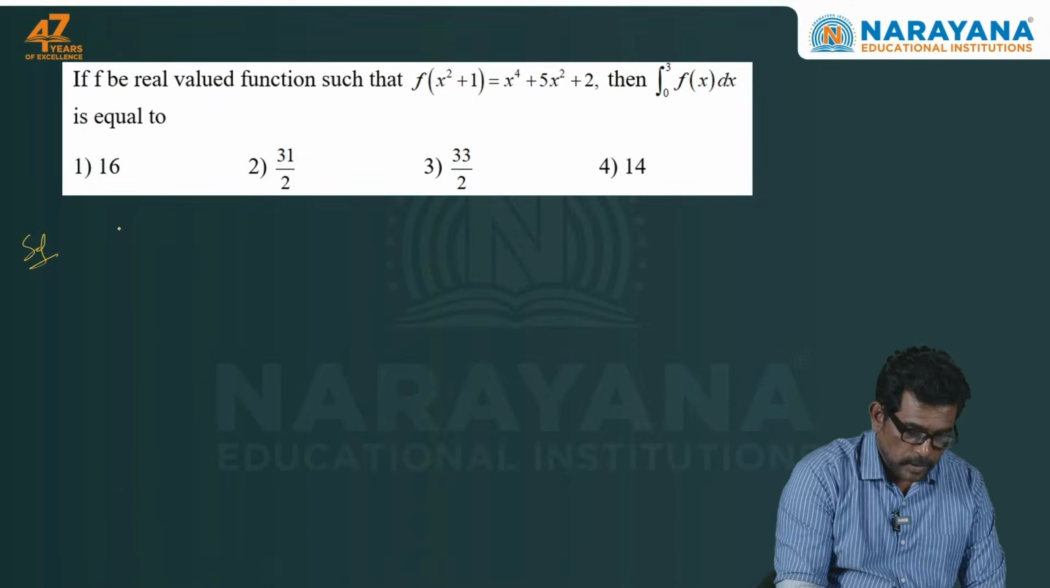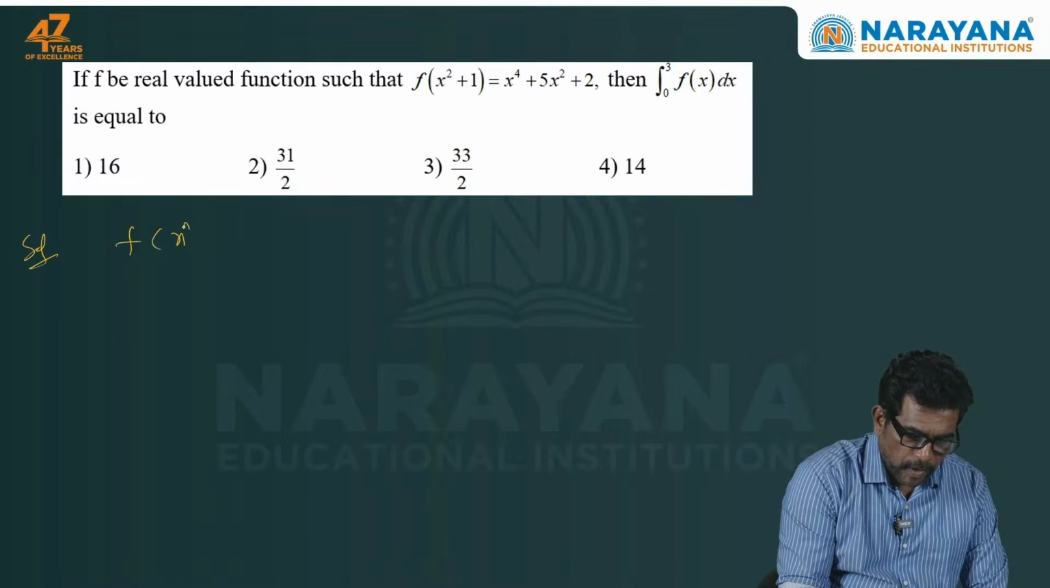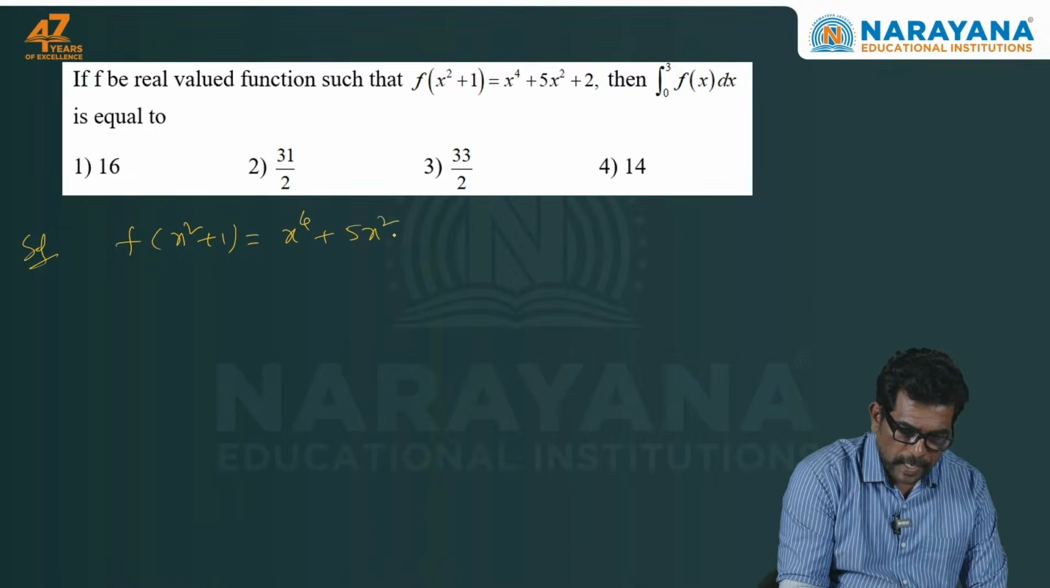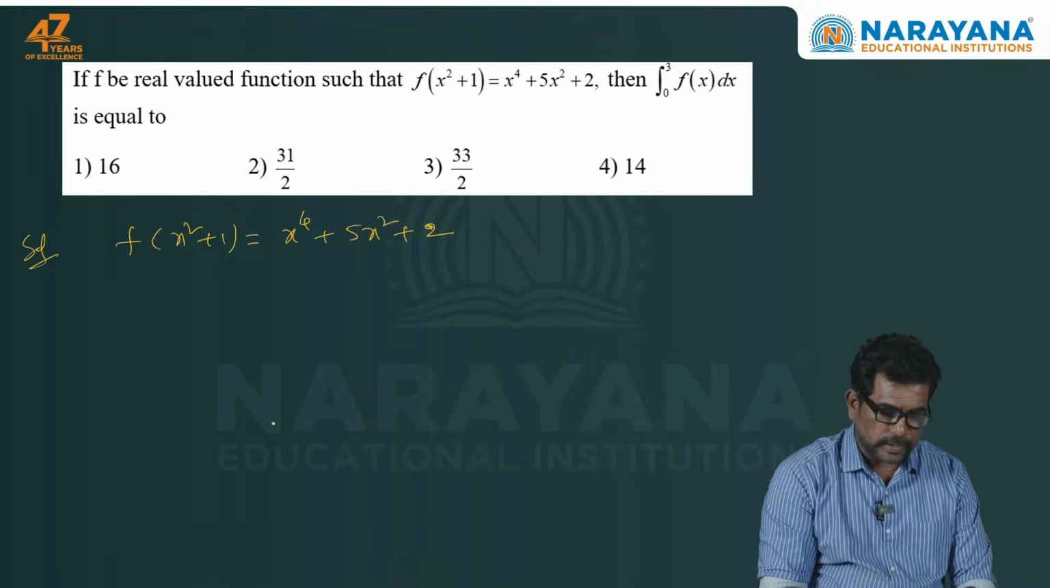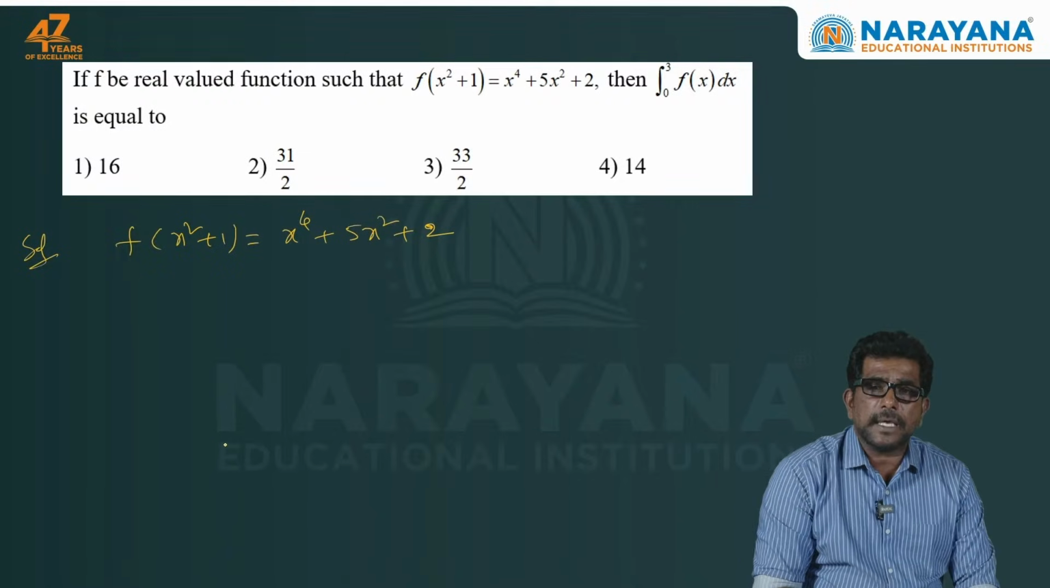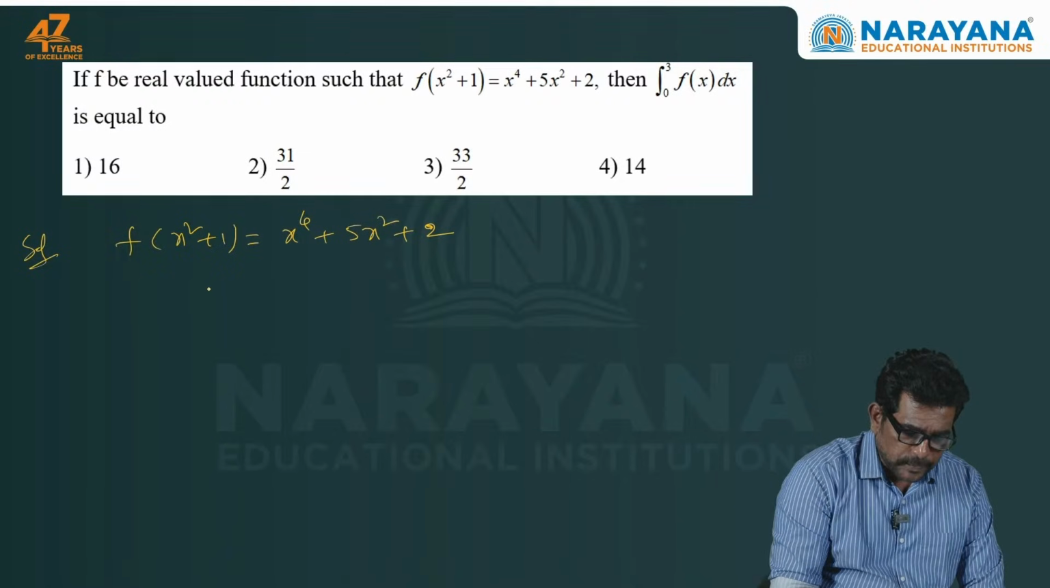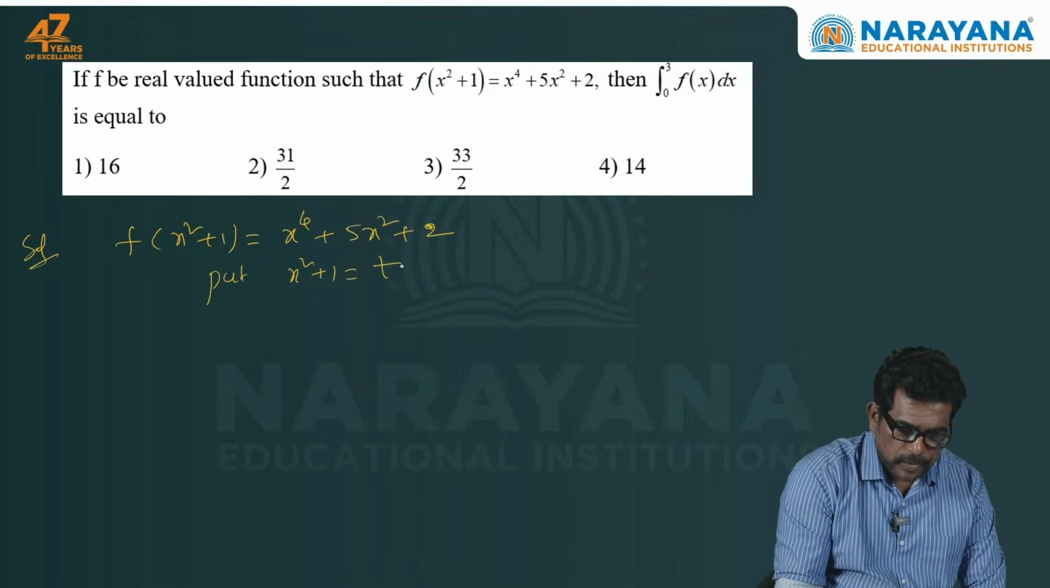In the solution, they are given f of x square plus 1 is equal to x to the power of 4 plus 5x square plus 2. Now, to find f of x, I am using substitution. Put x square plus 1 is equal to t. By substituting x square plus 1 is equal to t, x square is equal to t minus 1.